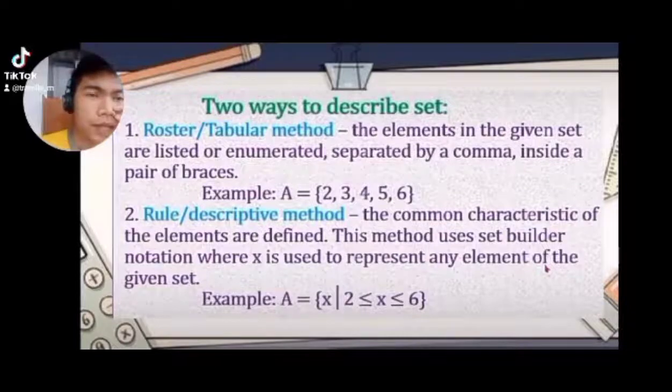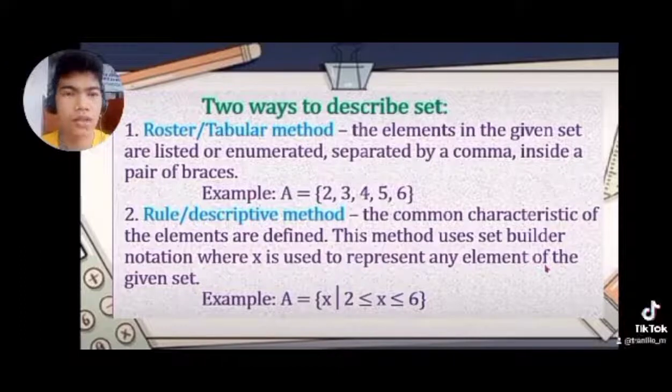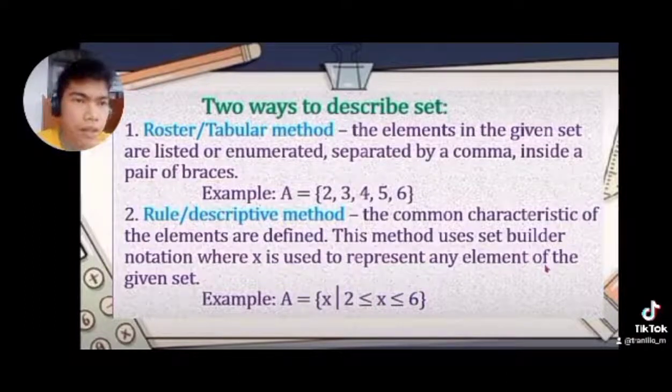Two ways to describe sets. Meron tayong two ways: the roster or tabular method, and the rule or descriptive method. First is the roster. The elements in the given set are listed or enumerated, separated by commas, inside a pair of braces. For example, ito na yung kanina: A equals {2, 3, 4, 5, 6}. Ganun po yan.